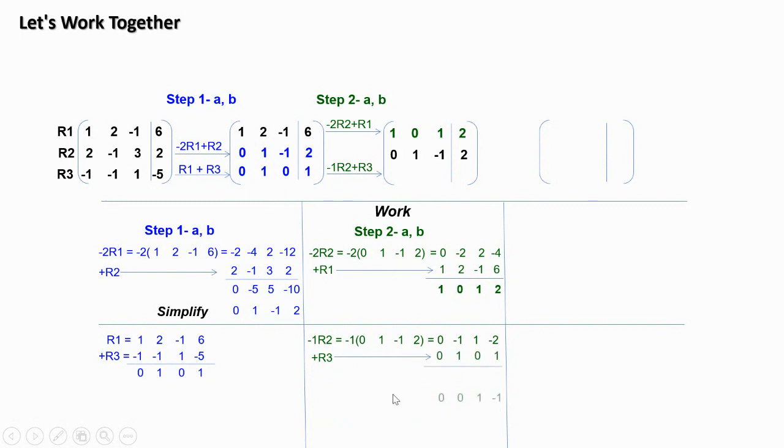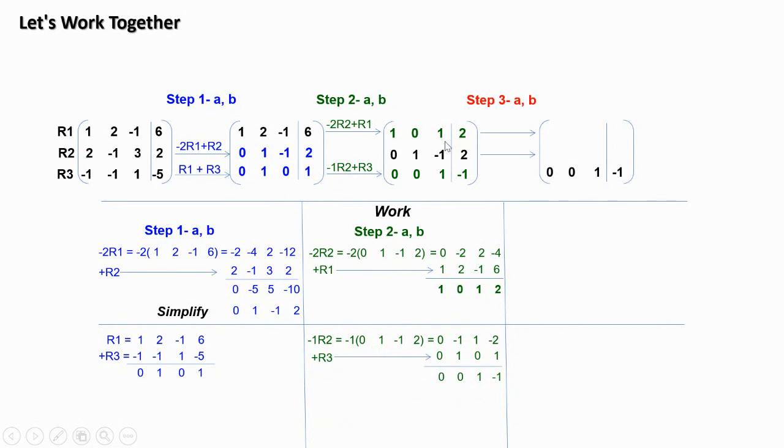After we add them, we get 0, 0, 1, -1. So that's my new row 3. Now step 3, I'm going to use row 3, right? So row 3 is the same. So this -1 must be a 0, and the one on the top must be a 0. So that's going to change, and that's going to change.